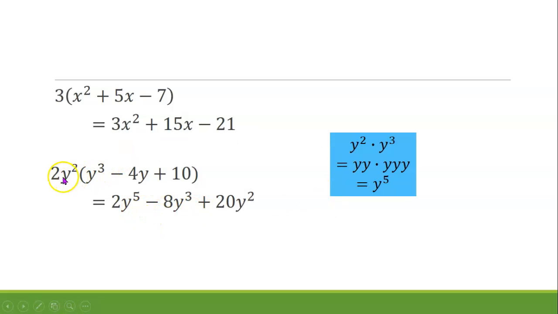We had this y squared times y cubed, or to the third power, and what that really means is y times y times y times y times y. So altogether, that's 5 y's being multiplied, that's y to the fifth power. So 2y squared times y cubed gives us 2y to the fifth. The 2y squared times the minus 4y gives us minus 8y cubed. And the 2y squared times the 10 gives us the 20y squared.